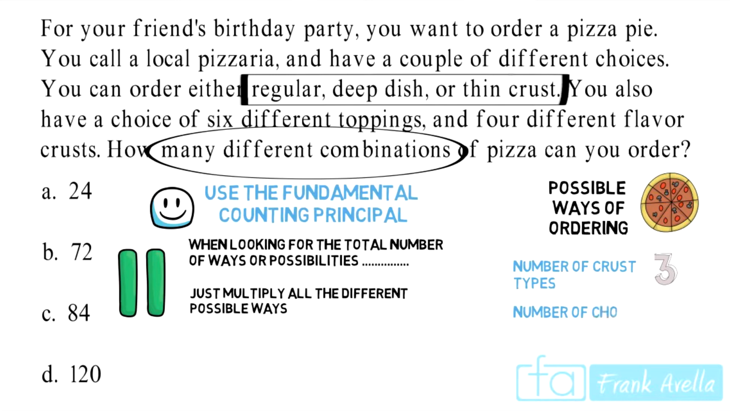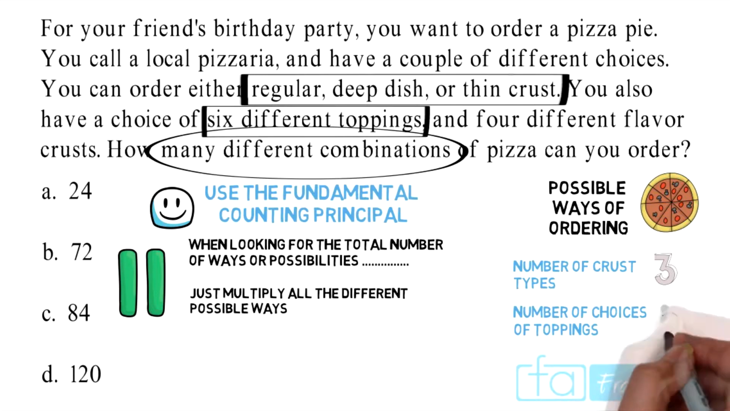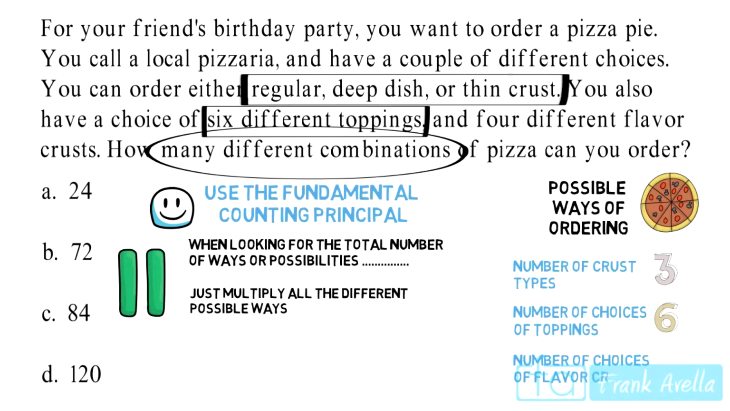Then let's go to the number of choices of toppings. And we see from the problem, there are 6 different topping choices. 6 different choices. And lastly, the number of choices of flavor crusts. And we read there are 4 different flavor crusts. We'll put a 4.